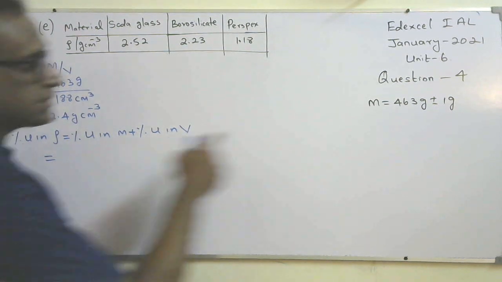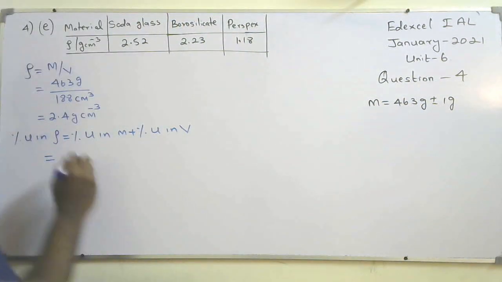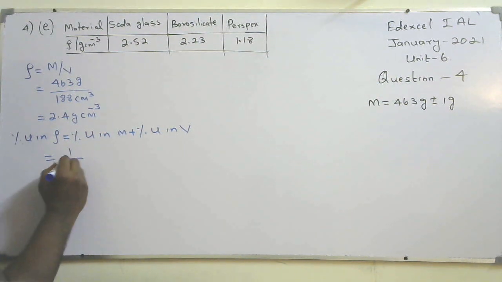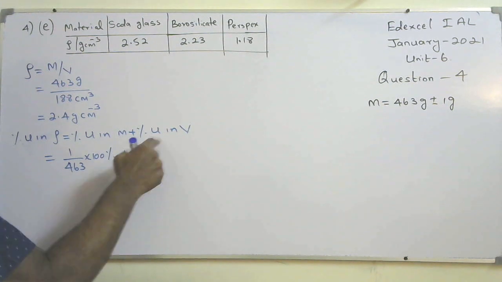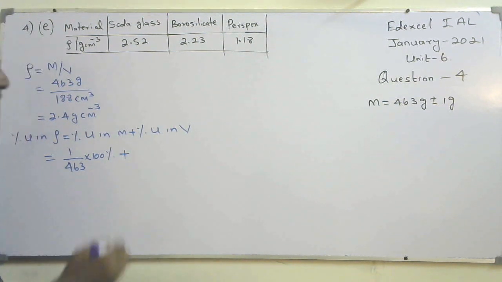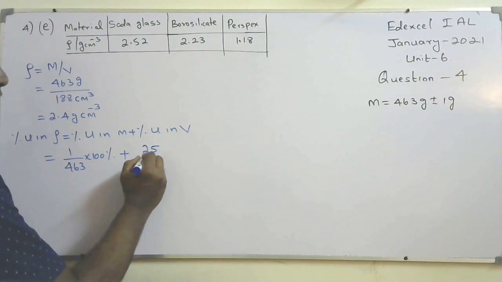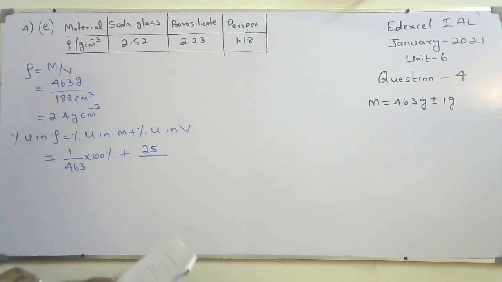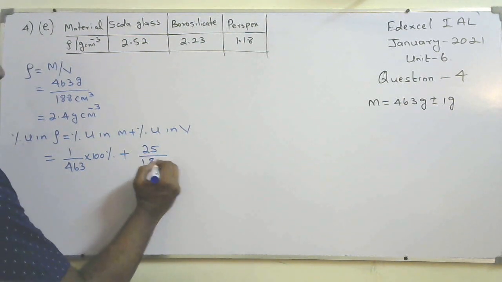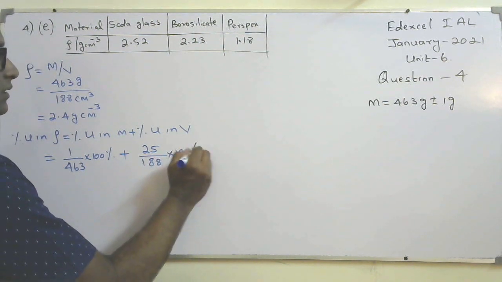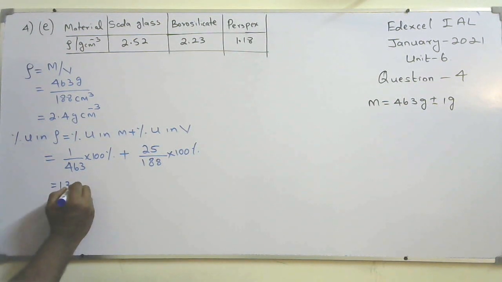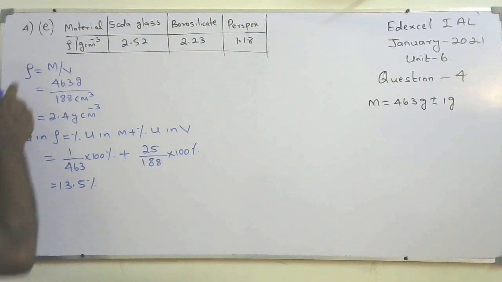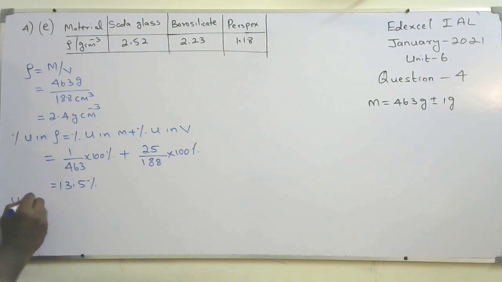Percentage uncertainty in mass is uncertainty in mass over mass, so 1 gram divided by 463 grams times 100%. Percentage uncertainty in volume: the uncertainty in volume I found in the previous part, 25 cm cubed, divided by the volume, 188, times 100%. So that will be 13.5 percent. Now I should find the uncertainty in rho.